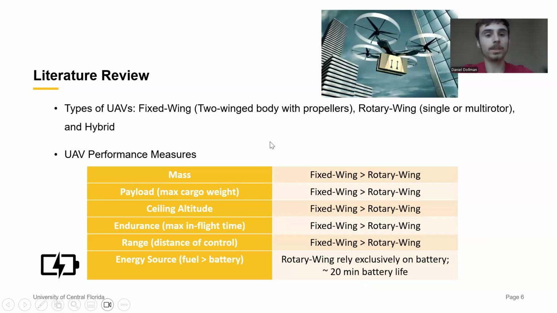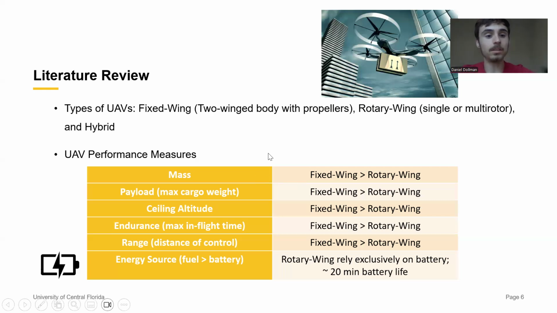During my literature review, it was uncovered that there are three different types of UAVs. We have fixed wing, which look like tiny little airplanes, because of their typical two-winged structure. Then we have rotary wings. These can come single or multi-rotor, and these are more common, as you can see, like maybe you've seen them in technological stores and such. Then we also have hybrid, which is still being perfected. The prototypes exist, and that involves combining the features of fixed wing and rotary wing.